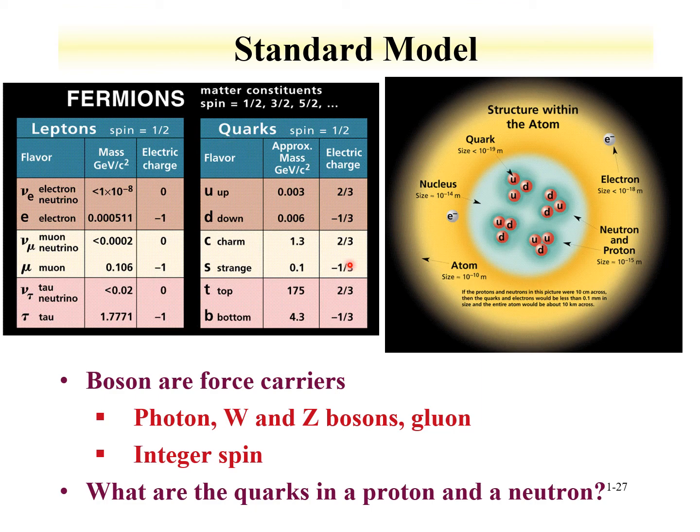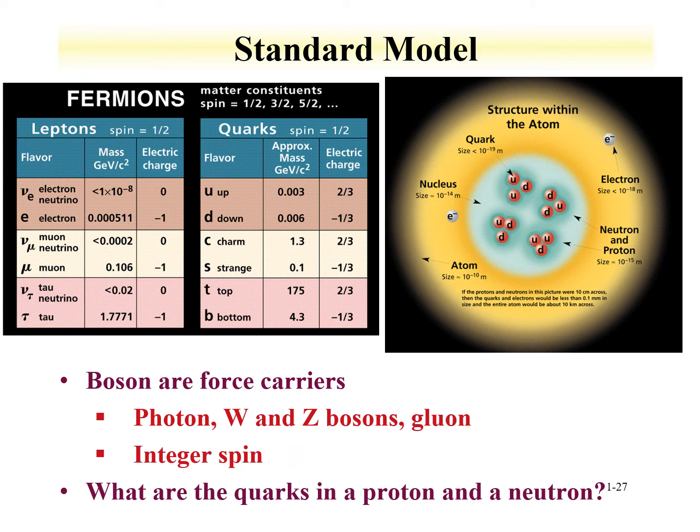Information on the quarks is shown here. Leptons include electrons and neutrinos, different flavors of electrons and neutrinos, including the electron neutrino, the muon and the muon neutrino, the tau and the tau neutrino. Bosons are force carriers, so photons, W and Z bosons, gluons, they have integer spins.